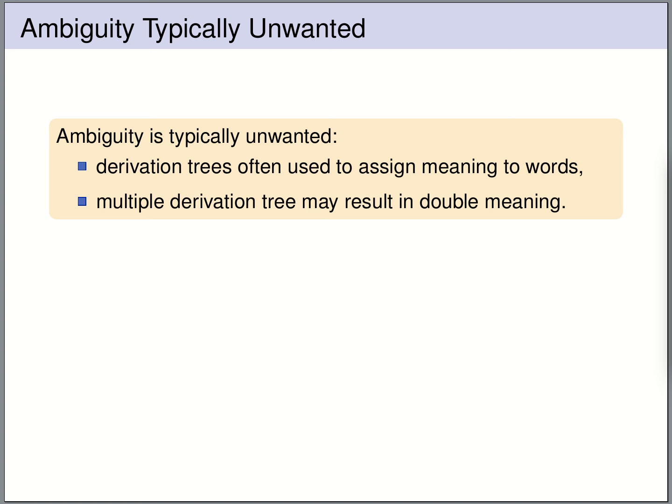Ambiguity in grammars is typically unwanted, because we often use grammars to specify some programming language, and we would like to use the derivation trees in order to assign meaning to the words, to the programs. Now, if there are multiple derivation trees, like in the case of the Dangling else problem in Algol 60, then we may have different meanings that we can assign to the same program. And this is not what we want typically.